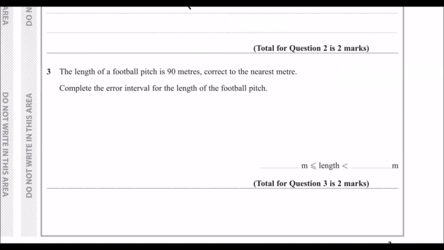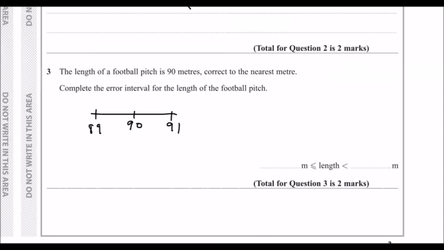Question 3. The length of a football pitch is 90 meters, correct to the nearest meter. Complete the error interval for the length of the football pitch. So it's been measured to the nearest meter. So we've got 90, the one up is 91, the one down will be 89.